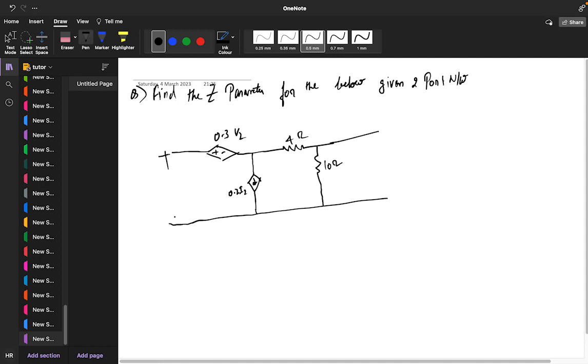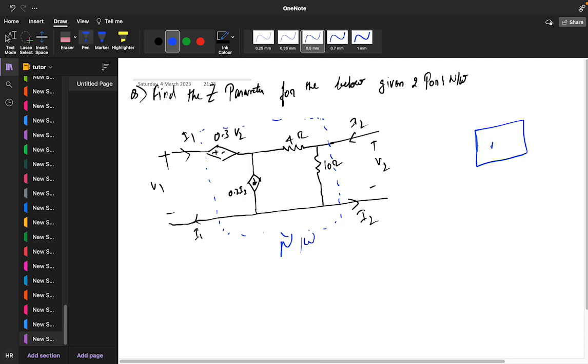For the two-port network, one positive negative V1 will be on this side and one positive negative V2 on this side. I1 current will come in and I1 current will leave. I2 current will come in and I2 current will leave. So this part is your network, and this is your two-port network. What you need to find is the Z parameter.